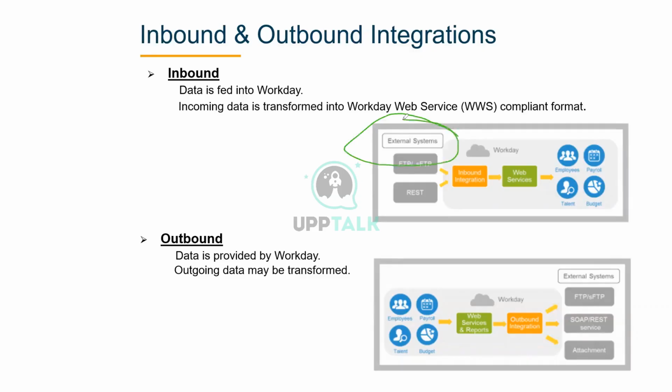Your inbound could be from an external system. It could be coming in from an FTP or SFTP, or it could be coming from a REST format. Coming in via the integration, transforming into web services, and then the web services for each major object area or functional area will put the data into the relevant objects. Again, outbound, the data is sourced from Workday from those objects using the web services interface. The outbound integration and external systems could be one or many of these.